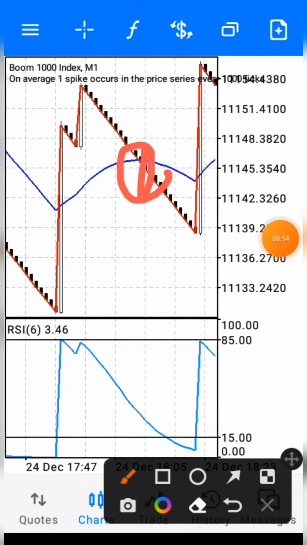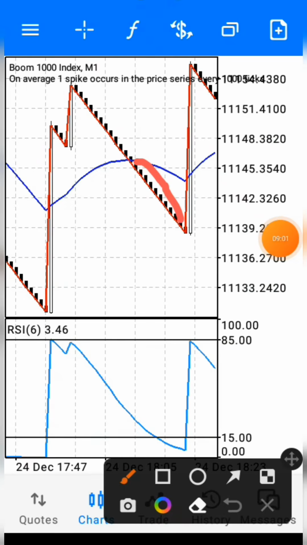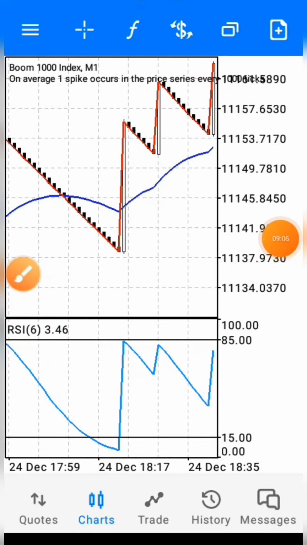You see, this is why I say you should just take 5 candles. Don't be greedy. And see, after the crossing, there was a spike. So this is why I say you just take 5 candles.